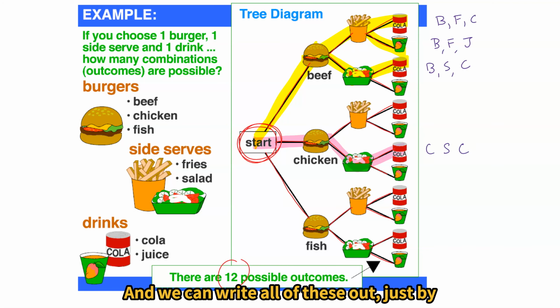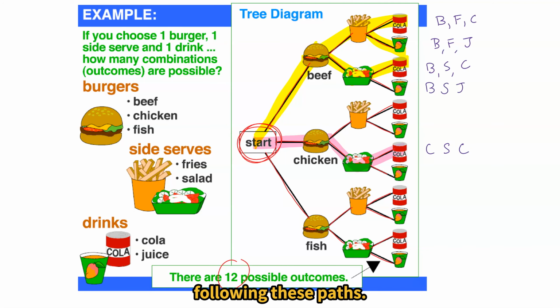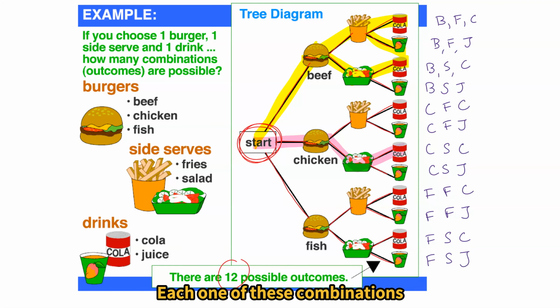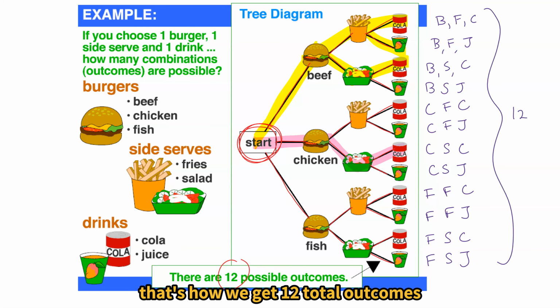And we can write all of these out just by following these paths. And each one of these combinations is an outcome in our sample space. And if we count them, that's how we get 12 total outcomes in our sample space.